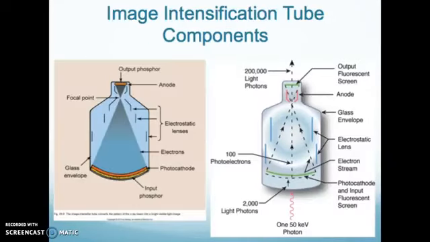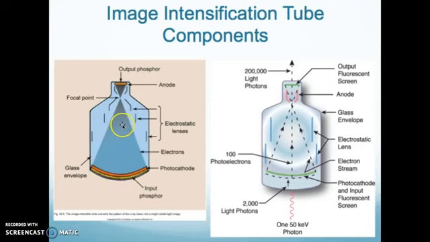So here's an example of your intensifying tube with its components. As you can see here, the photon comes up and into the input phosphor. So we'll start off with this one here. The input phosphor is the yellow, the orange is the photocathode. And then you can see the electrons.